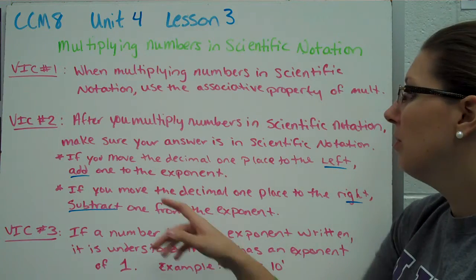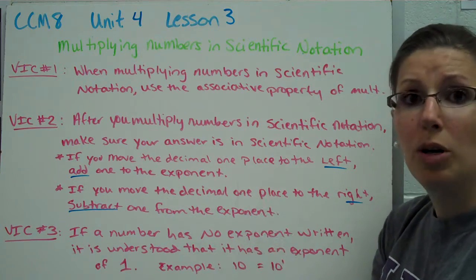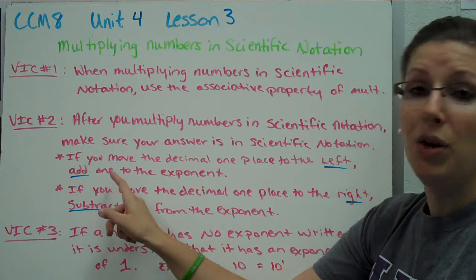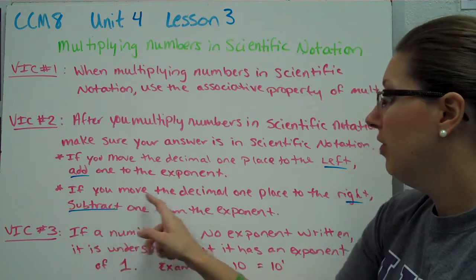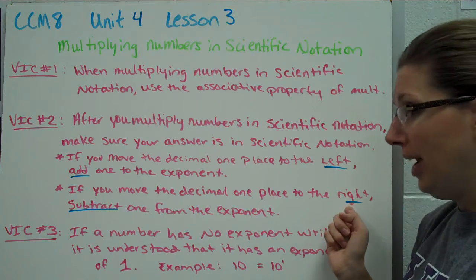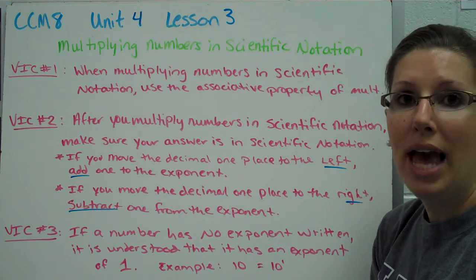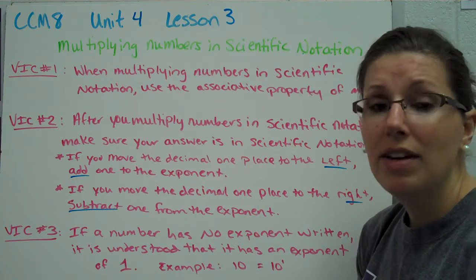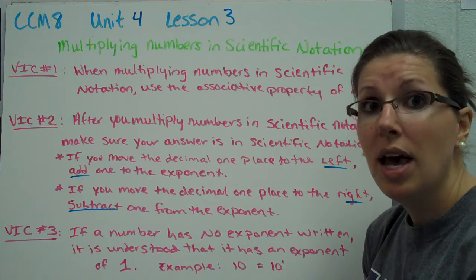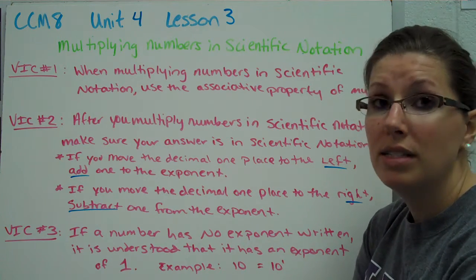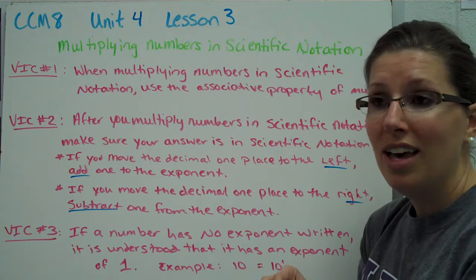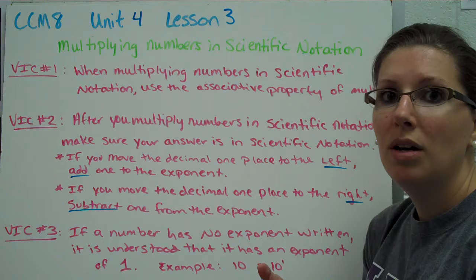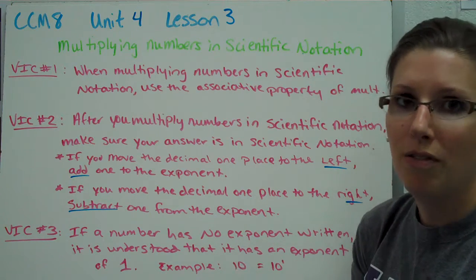So to do that, you will need to either move the decimal to the left or to the right. If you move the decimal one place to the left, add 1 to the exponent. If you move the decimal place one space to the right, subtract 1 from the exponent. Even if your exponent is negative, still do this. You're going to have to add and subtract based on where you move the decimal. The number is going to be equal in value to your answer. It's just going to be in the correct scientific notation form.